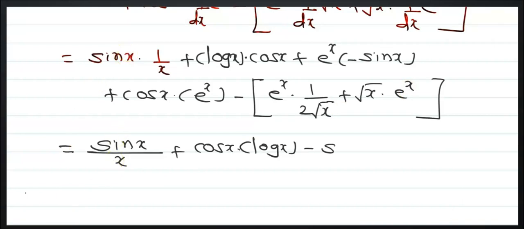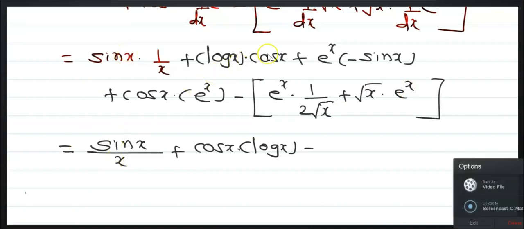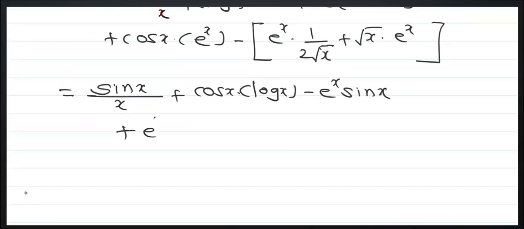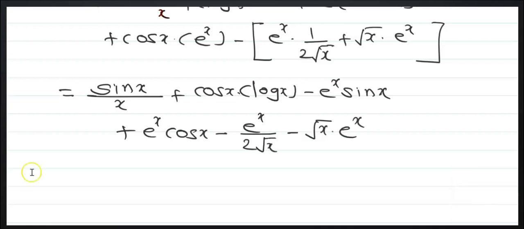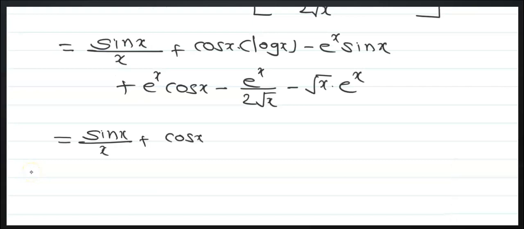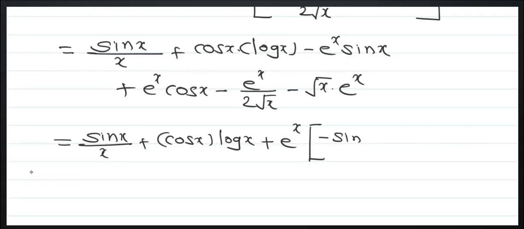That is sin x upon x, the first term has come. What comes second? cos of x into log of x. What comes next? Minus e raised to x into sin x, e raised to x into cos x, minus e raised to x upon 2 root x, minus root x into e raised to x.